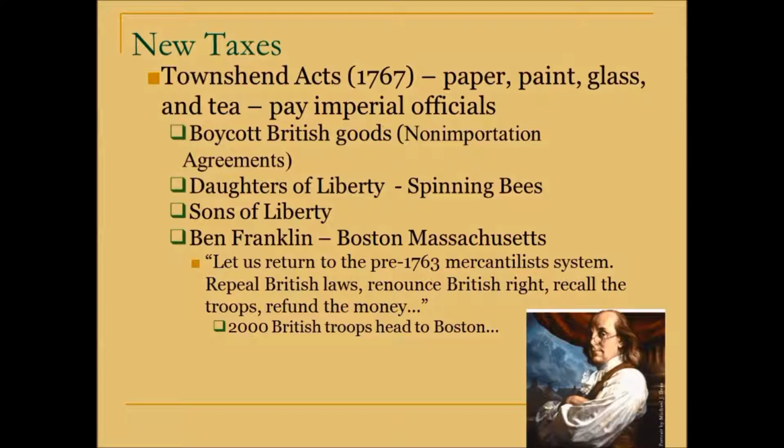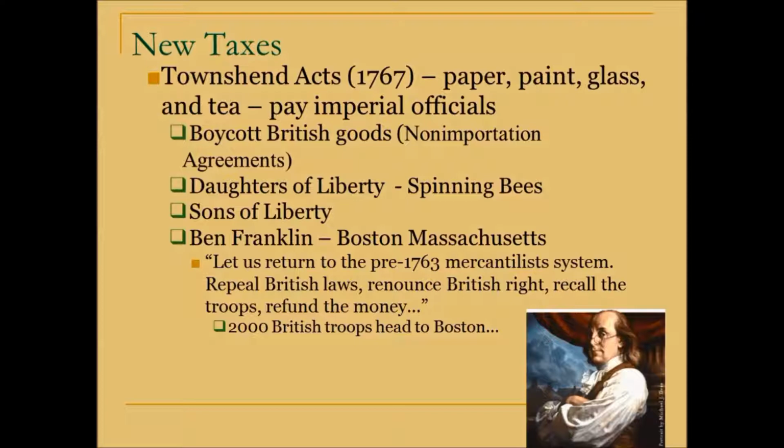And of course, you still have prominent figures like Ben Franklin up in Boston, Massachusetts, who is very against the government of England having any say in what's happening in the New World. And this is a great quote from him. Let us return to the pre-1763 mercantilist system, repeal the British laws, renounce British right, recall the troops, refund the money, and he goes on and on and on, so much so that he and men like him encouraged 2,000 British troops to head to Boston to confront Ben Franklin and men like him to stop the madness.